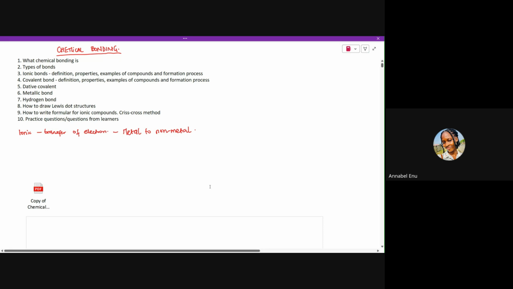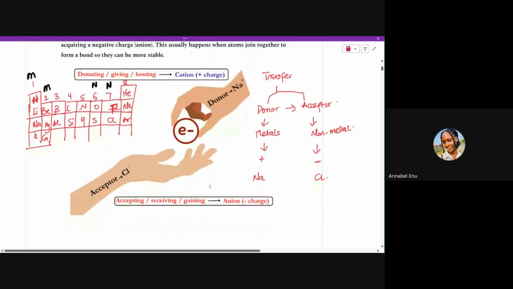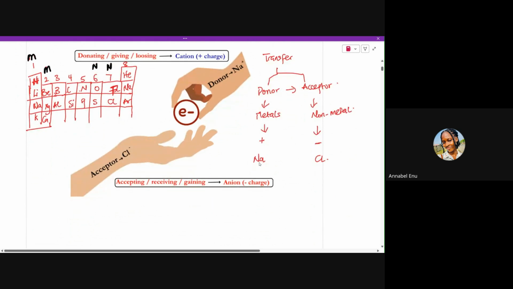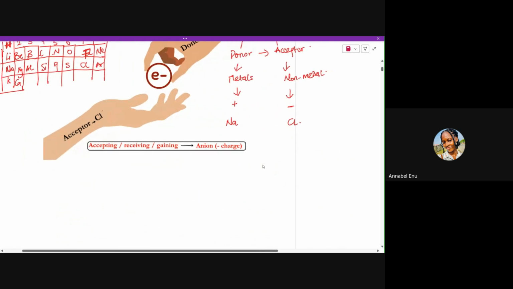Okay, and the positively charged will mean a metal. The negative charge would mean a non-metal, like chlorine. So if we want to do bonding between sodium and chlorine, how are they bonding?